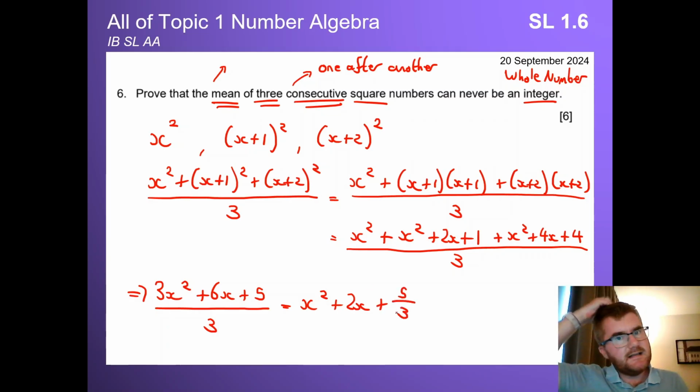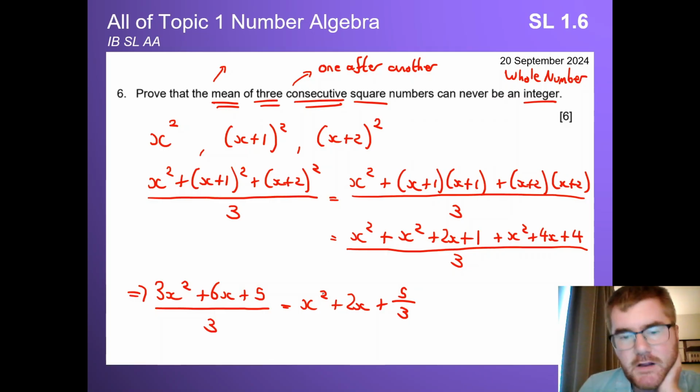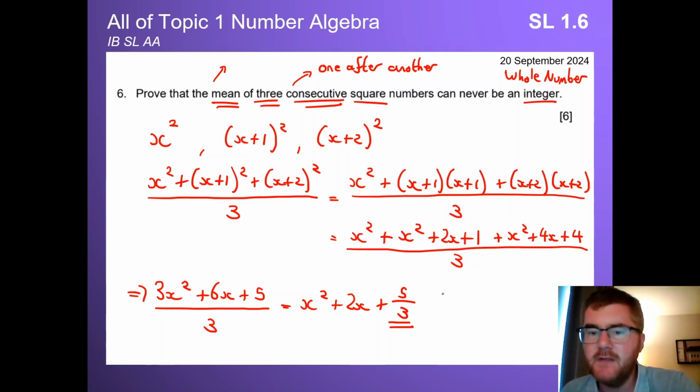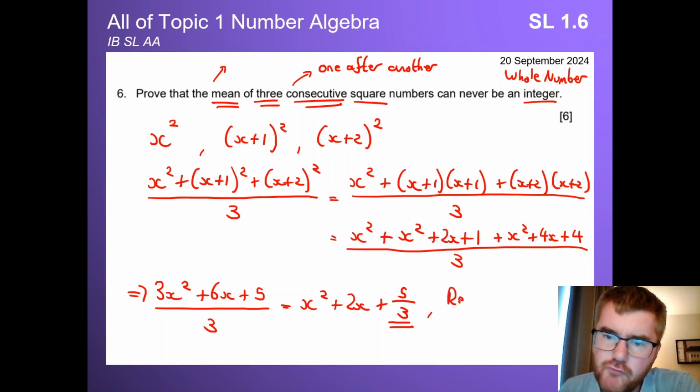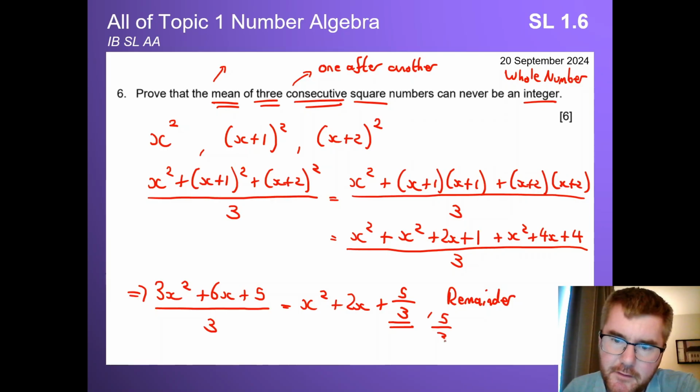Okay, so why can this never be an integer? Well, notice that if you've got any number, remember it has to be a whole number, so 2 or 4, we're always going to be left over with this 5 over 3 remainder. So whatever integer we start with, we're always going to have this 5 over 3 left, which then makes it not an integer. So we're always going to have a remainder of some shape or form of 5 over 3, and therefore not an integer.